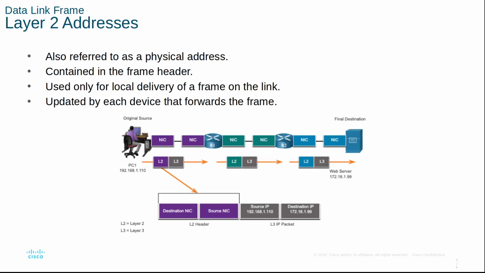So layer 2 addresses, or MAC addresses, or physical addresses, they're all the same thing. They're contained in the frame header, and they're only used for local delivery on a single link. Every single device that receives that frame examines the existing one to determine the source and destination, strips it off, looks at the packet, and re-encapsulates it with a new header, with itself as the source and the next hop in the journey as the destination, and forwards it along the way.